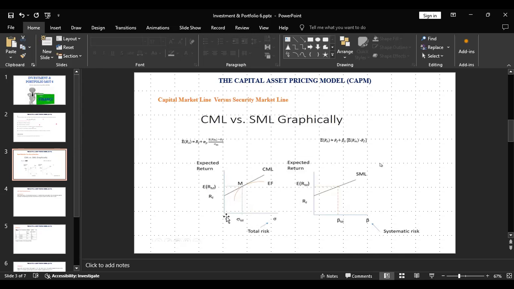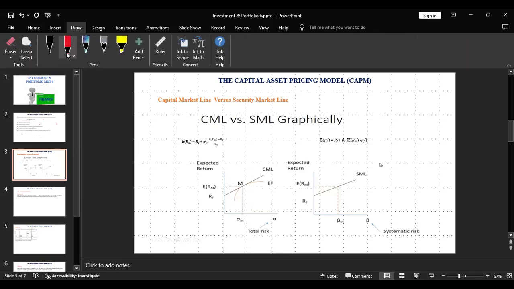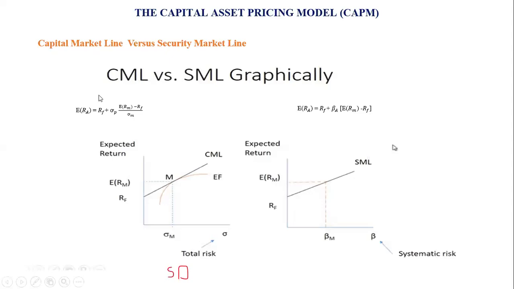With that one, the risk is measured by standard deviation. This is the standard deviation symbol. Total risk is measured by what? Standard deviation, SD. So that is it. And this is the formula.